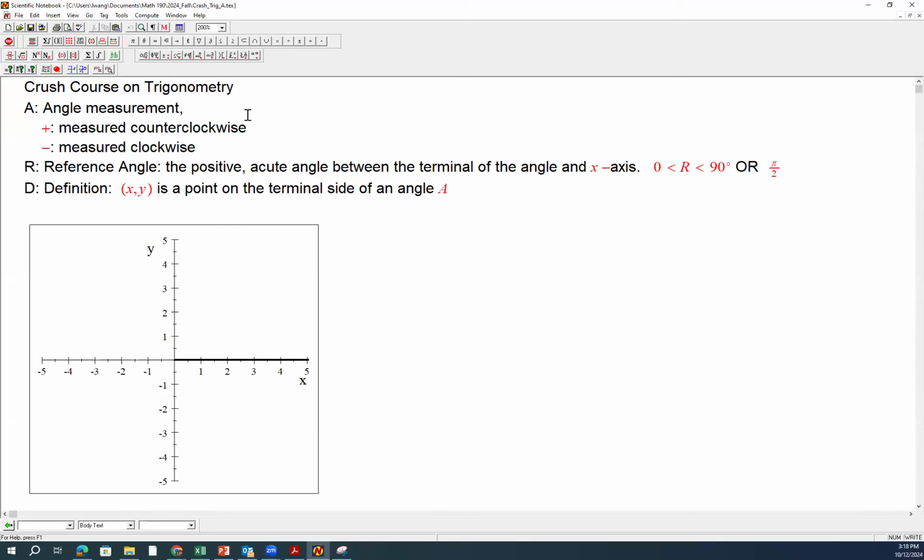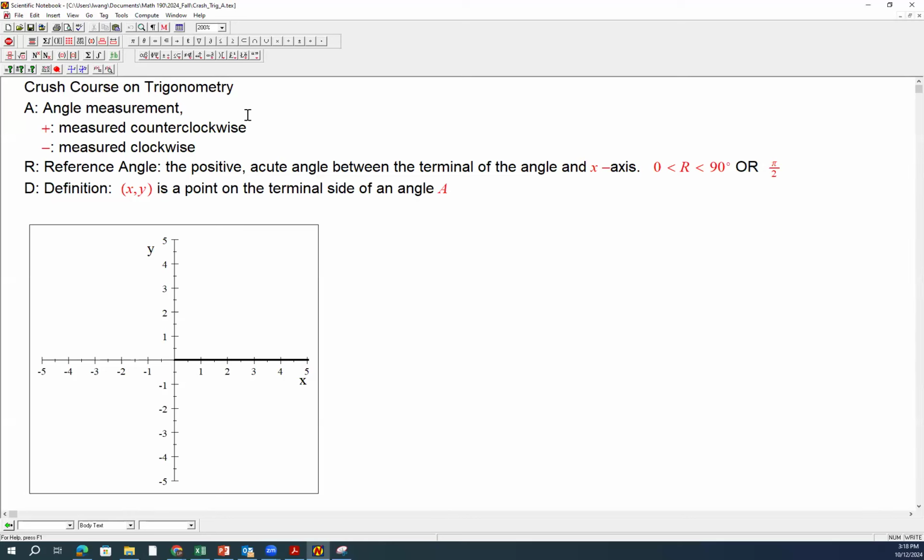So let's see how many scenarios could there be? I have chosen some examples. Because this point is on the terminal side of an angle A other than the origin, this terminal could be in any one of the quadrants. Now we're going to introduce the definition. We're going to look at the examples in a little bit.